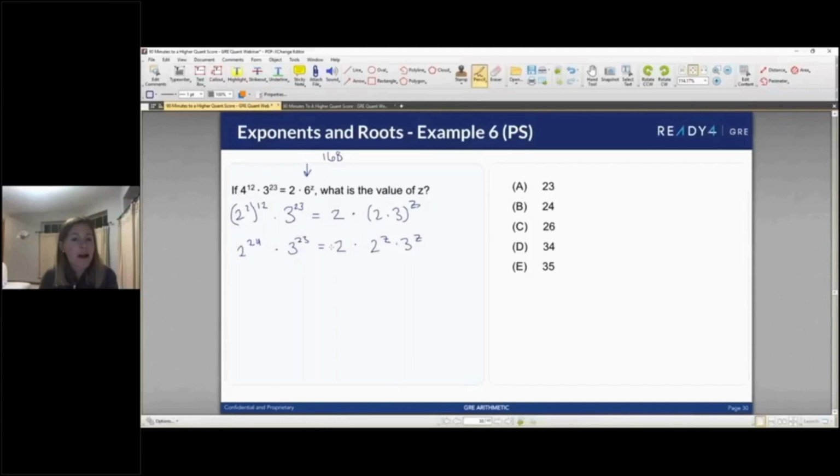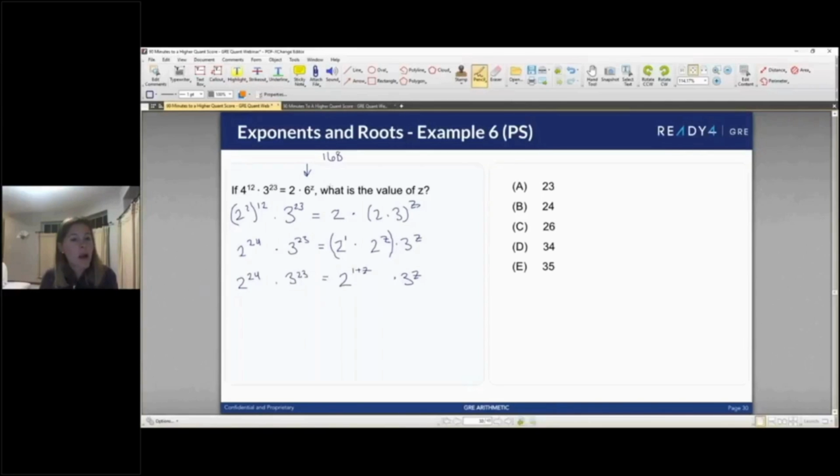Now, here's the tricky thing. 2 times 2 to the z. Remember how if you take the numbers with the same base and you multiply them, you can add the exponents. Well, this has a 2 to the 1, right? There's an implied 1, 2 to the first power. So when we add these together, we're going to get 2 to the 1 plus z, times 3 to the z. So these two together become 2 to the 1 plus z. This over here, I'm just going to keep it like it was.